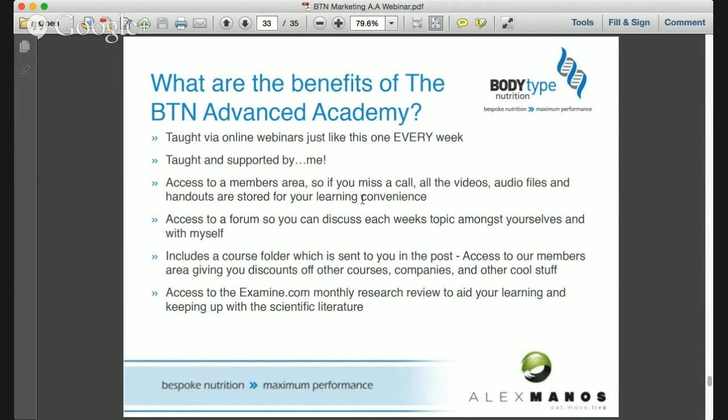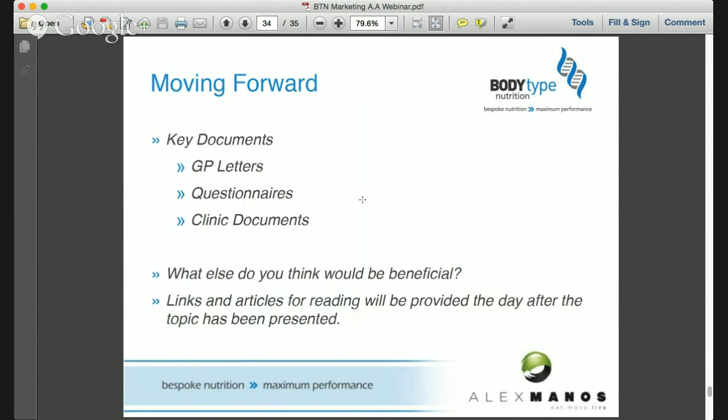You get a folder so you can put all of your stuff in there, and you do get access to examine.com, which I do think is a huge benefit that Ben has been able to organize for us all. It's a brilliant monthly document that we get that we can read, and it does make a difference, I think, from a clinical perspective. And I'm kind of in the process of really trying to help the students as much as possible. So there are some template GP letters. I do speak to the guys about the importance of keeping the GP in the loop, especially with some of the more complex clients who may be struggling with certain conditions.